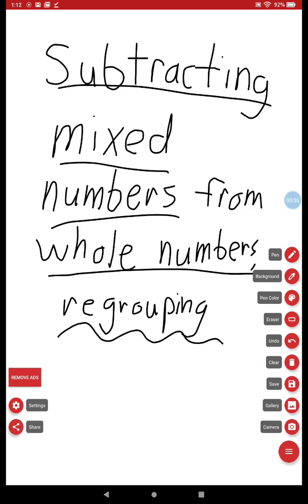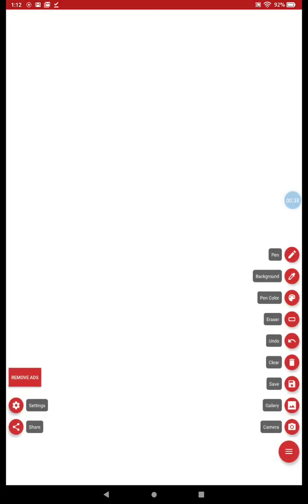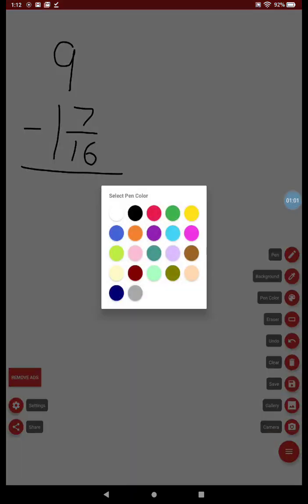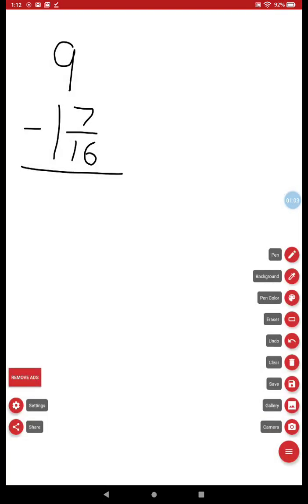Let's look at our first example. Let's take a look at 9 subtract 1 and 7/16. All right, now remember what we learned last lesson. When I'm subtracting, I don't change the denominator. But here's the thing. 9 and what? There's no denominator up there. This is what's called regrouping.